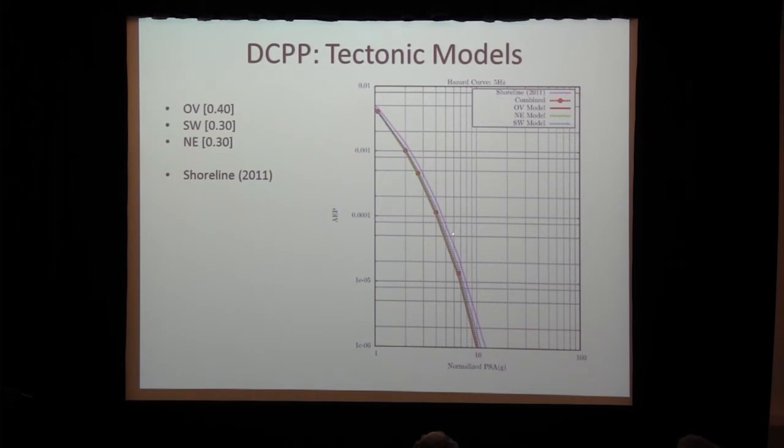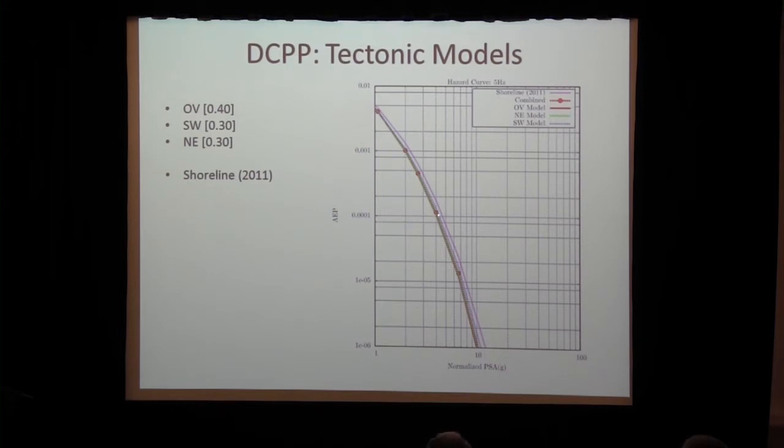You can see, as I mentioned before, the pink one, which is the Shoreline report, is a little bit higher. And then you've got the clustering of both the combined and then the individual 3 models. What you'll see, it's a little difficult to see, is that the Southwest model, which is given 30% weight, is a little bit higher than the other 2. And then the Northeast and the OV model plot very close to each other. And because of that, the combined is very close to those as well. So you can see this is the type of change.